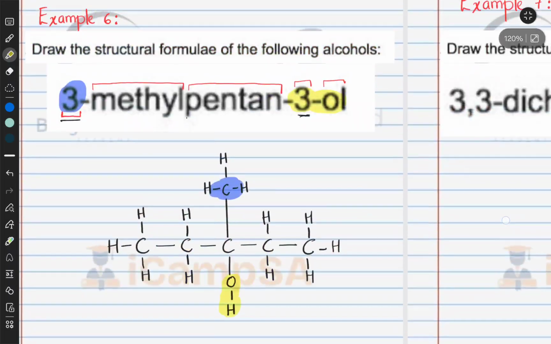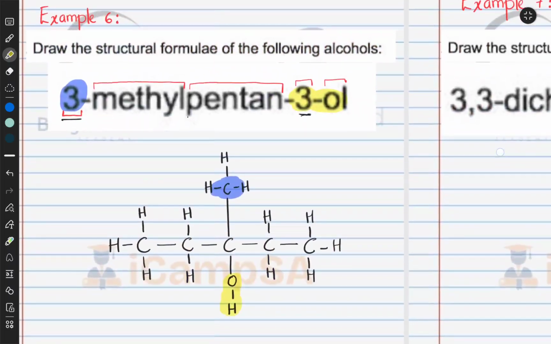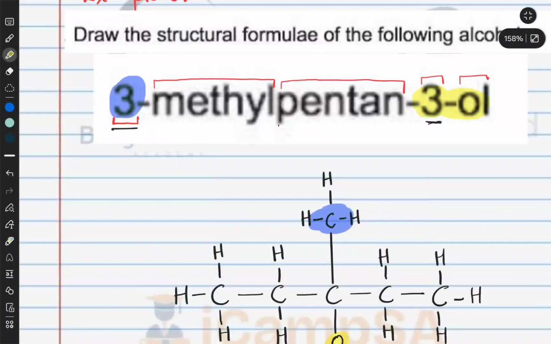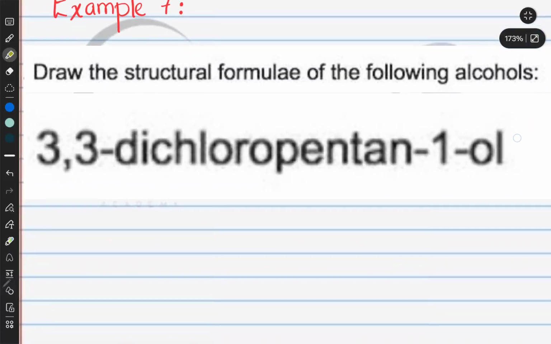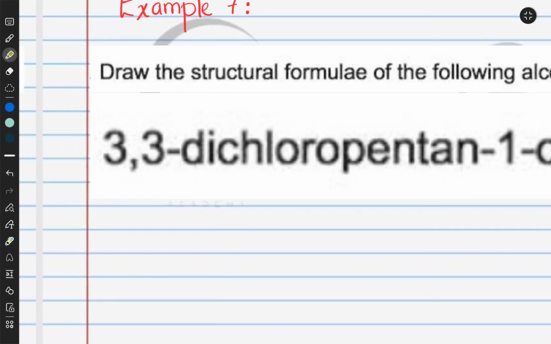All right, so now we can go to our next example. Okay, so here we have 3,3-dichloropentanone. First things first, 3,3 tells us that there are 2 of these substituents on the same carbon atom, in the same location. Then di, of course, is a Greek prefix meaning there are 2 of them and they are identical. Otherwise, we wouldn't use di.